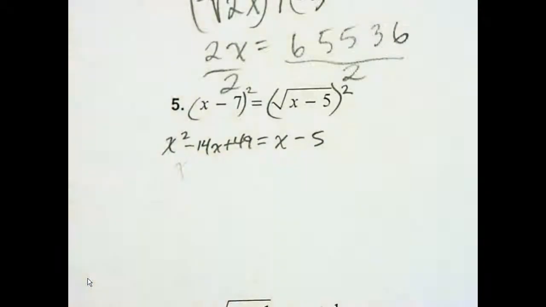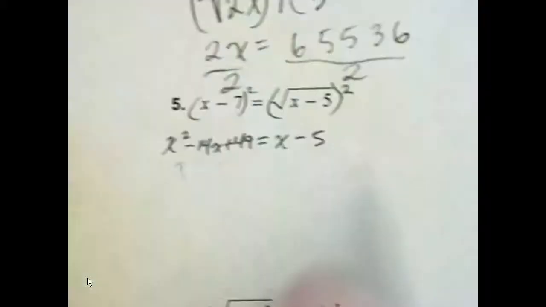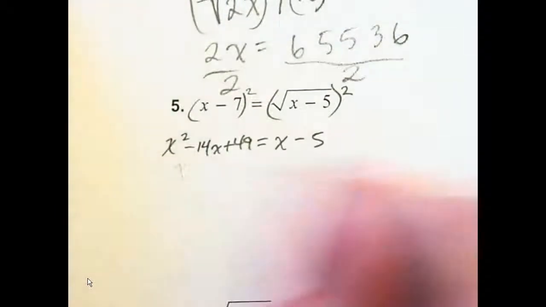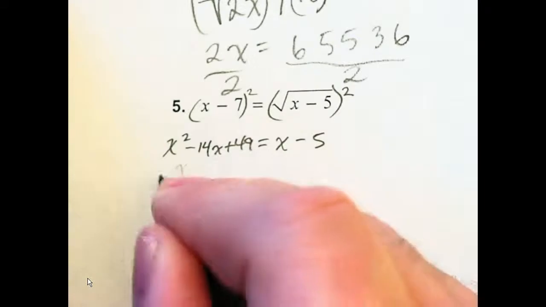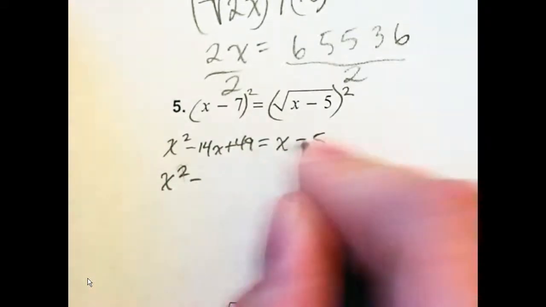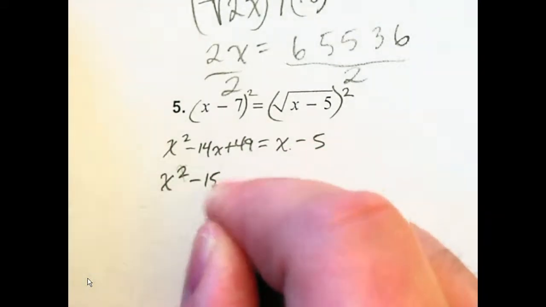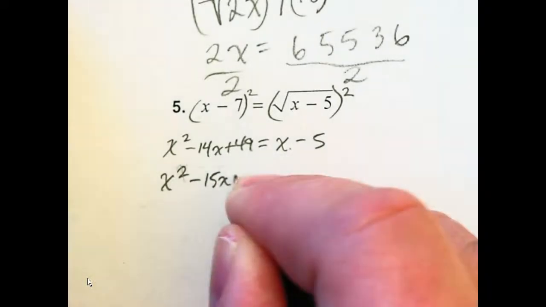Okay, pause. Why would we do that? Someone else. Why would we want this to equal 0? What tells us? Autumn? Very good. Yeah, we have a quadratic. We set it equal to 0. We can use quadratic formula or try to factor. So move all that over. We get x squared minus, so subtract x over, 15x. Add 5.